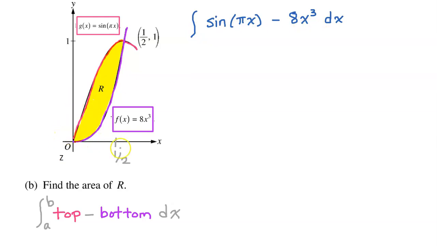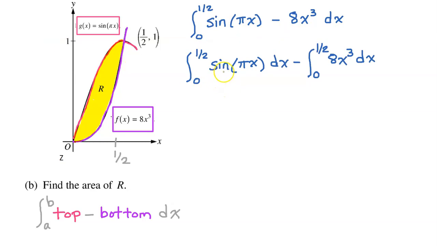Region R from left to right goes from 0 to 1/2. So these are the limits of integration. I'm noticing that we have to do some u substitution to integrate the sine of pi x. Because it's not just x, it's pi x, we will do some mental u substitution. We don't need to do any u substitution on the second term, so I think it will be easiest if we split this up into two separate integrals.